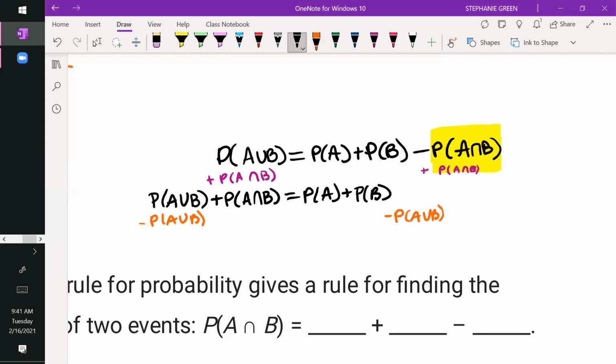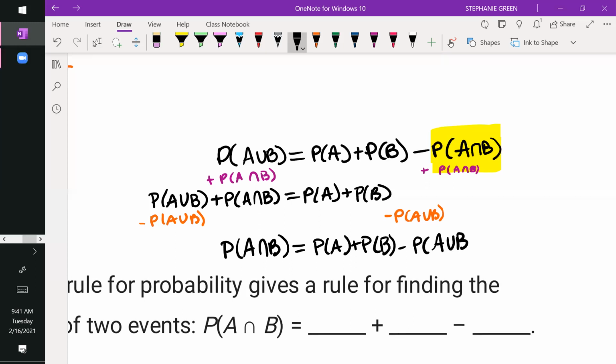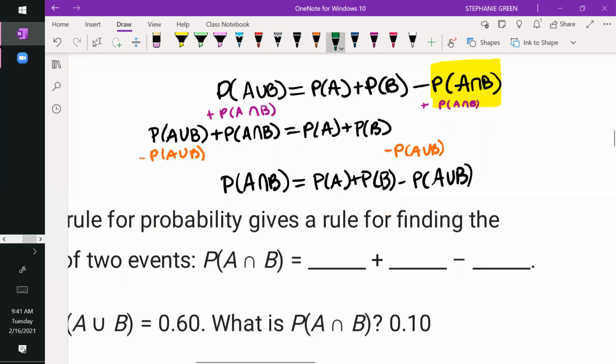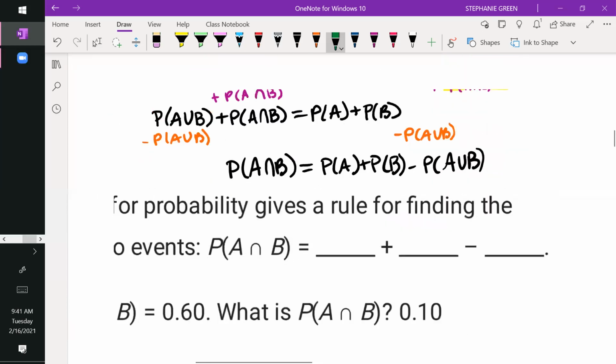So now my equation looks like this. The probability of A intersect B is equal to the probability of A plus the probability of B minus the probability of A union B. So this looks exactly like what we had above, except the union and the intersection kind of traded places. So that gives us another formula that we can use, again, when we don't have access to raw data.